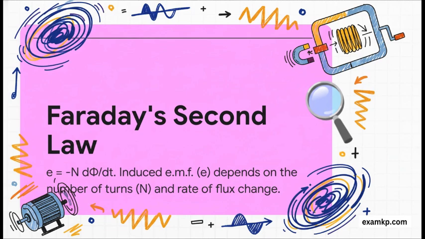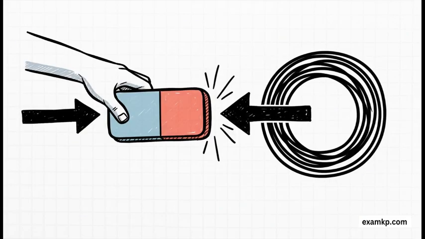The voltage you get, E, depends on N, the number of loops in your coil, and how fast you change that magnetic flux. So, what's the bottom line? The faster you wave that magnet around or the quicker you change the field, the more voltage you're going to generate. But wait a minute, what's up with that little negative sign?